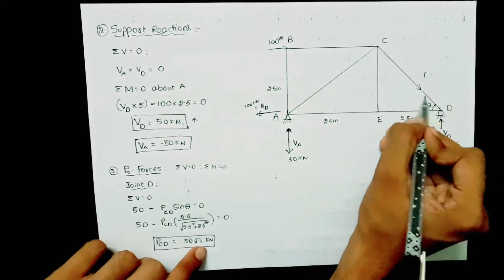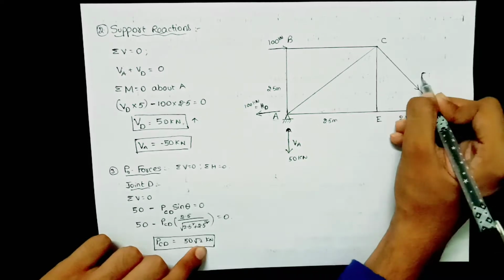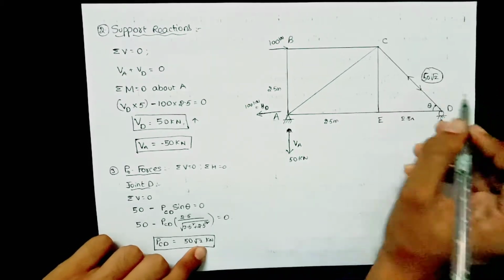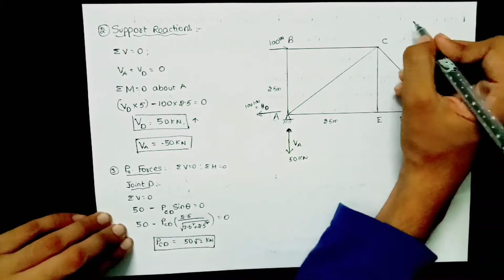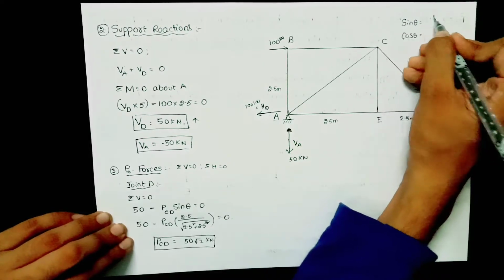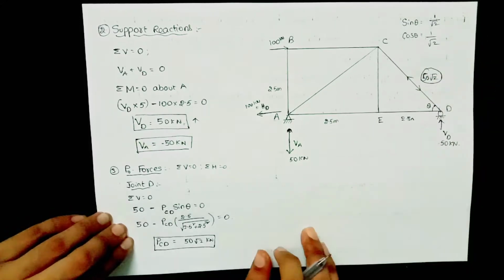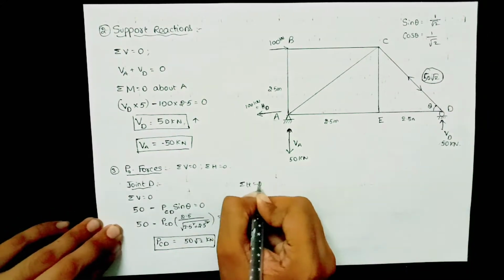So 50 root 2 kilonewton. This arrow is towards the joint, it is compressing the joint, so it will be in compression. 50 root 2 in compression, and this is the compressive force representation. Initially calculate the value of sin theta and cos theta. We will obtain sin theta as 1 by root 2 and cos theta as 1 by root 2. Now I will apply sigma H equal to 0 at the same joint.